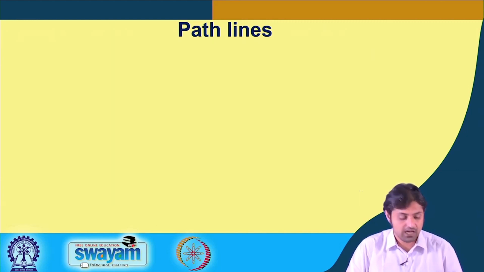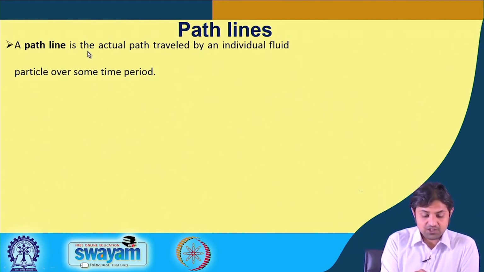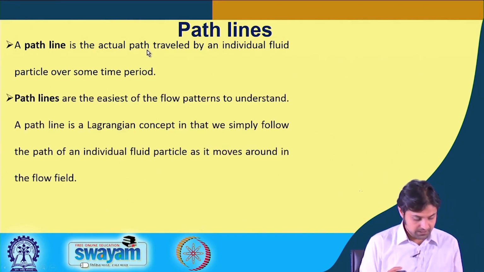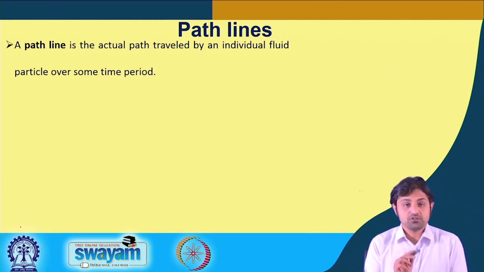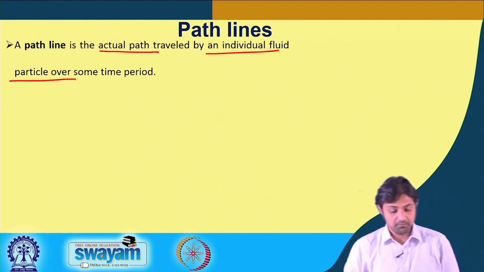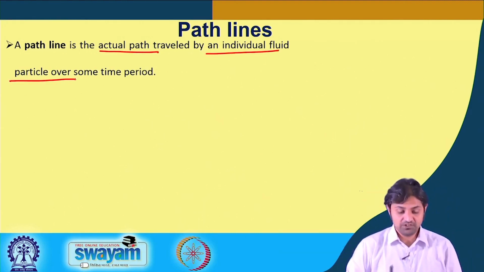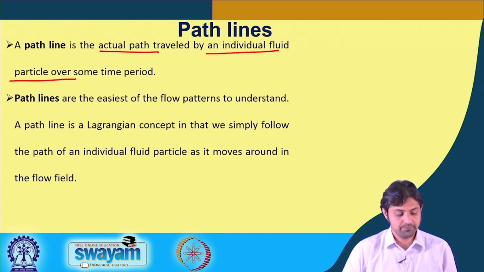So, what actually are path lines? So, a path line is the actual path travelled by an individual fluid particle over some time period. So, this is actually the trajectory of the particle, right. So, the real path on which the particle travels.